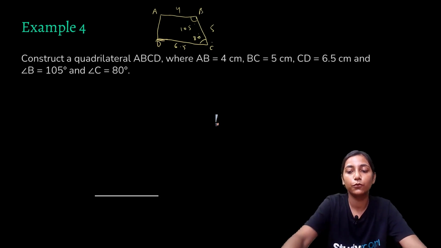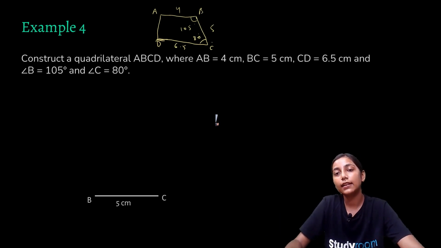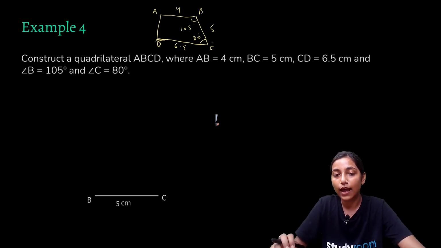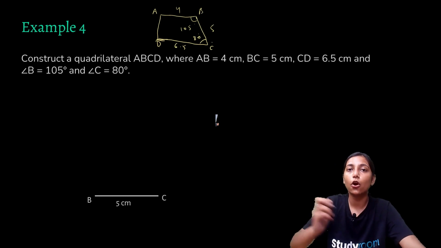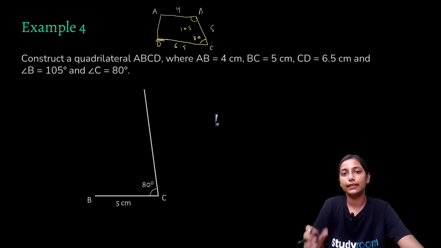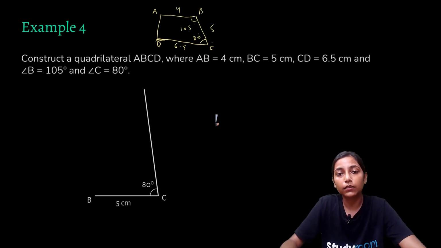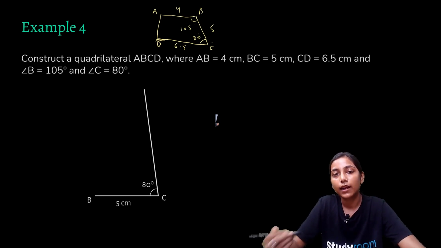Now we'll begin. We are going to construct, first of all, the line segment BC that is provided to us. Use a ruler or a scale in order to draw that line segment, and its measure is given to be 5 centimeters. So draw BC, 5 centimeters long. Now from C, we are given the angle to be 80 degrees. Construct an angle of 80 degrees, which is 10 degrees lesser than the 90 degree right angle. Use a protractor. You can construct the angle C here.